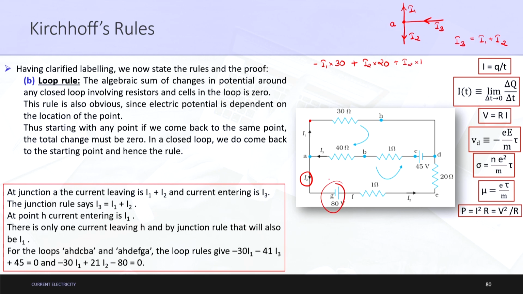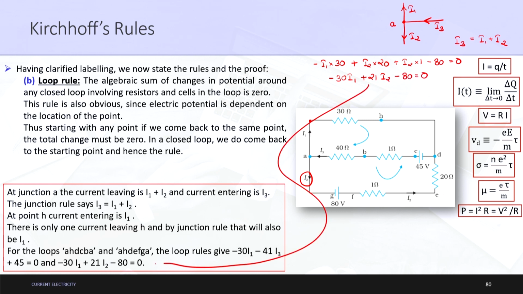Now for the battery case, we can see that it is going from plus to negative. If it is going from plus to negative, hence it will be a minus sign here, therefore it will be minus 80 equal to 0. Therefore, iterating it again, it will be nothing but minus 30 I1 plus 21 I2 minus 80 is equal to 0, and hence this is the second equation which is written here. As you can see, minus 30 I1 plus 21 I2 minus 80 equal to 0.